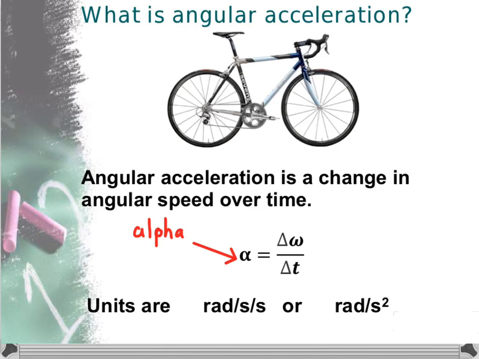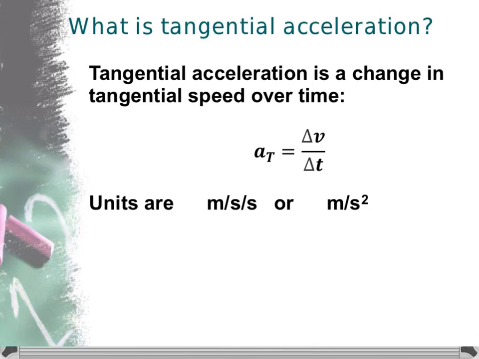Now, closely related to the concept of angular acceleration is something called tangential acceleration. Tangential acceleration is the change in tangential speed over time. We give tangential acceleration the variable a, and then we put a subscript t next to it because we want to tell somebody that this is tangential acceleration. That is the change in tangential speed over the change in time. And like any linear acceleration, its units are meters per second squared.